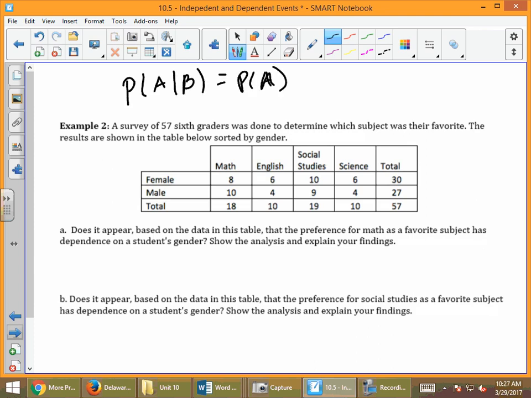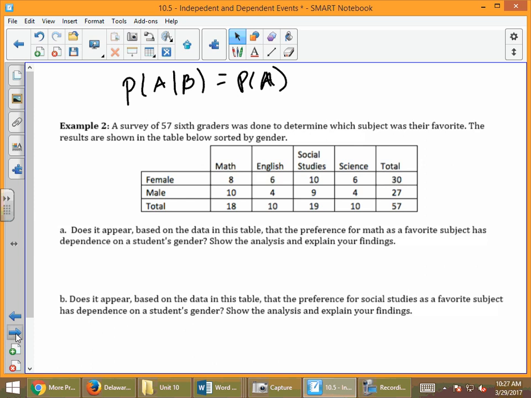Okay? So if this happens, those events are independent. If it doesn't happen, if the conditional probability is not the same as the probability of the first thing, then they're dependent, meaning B is affecting the outcome of A. So we can take a look at this.